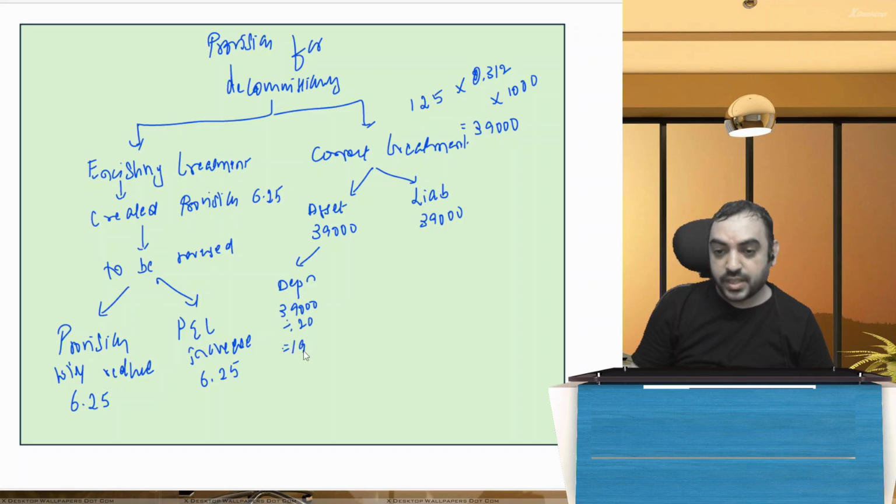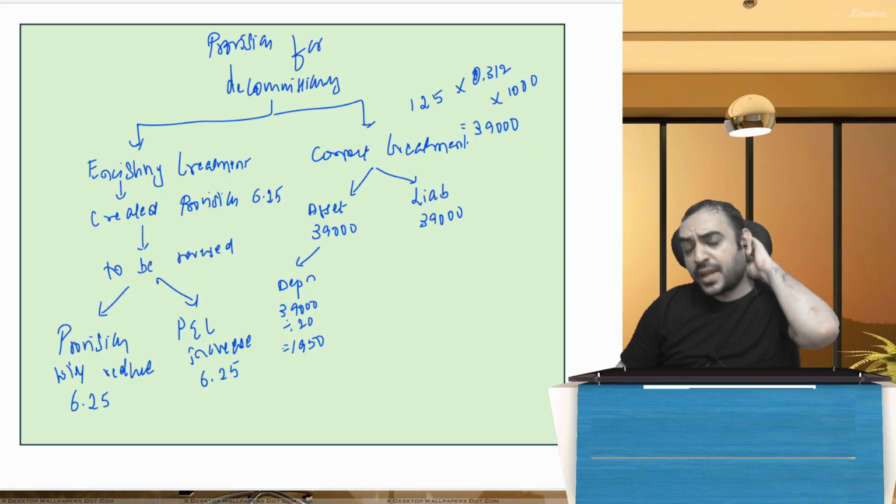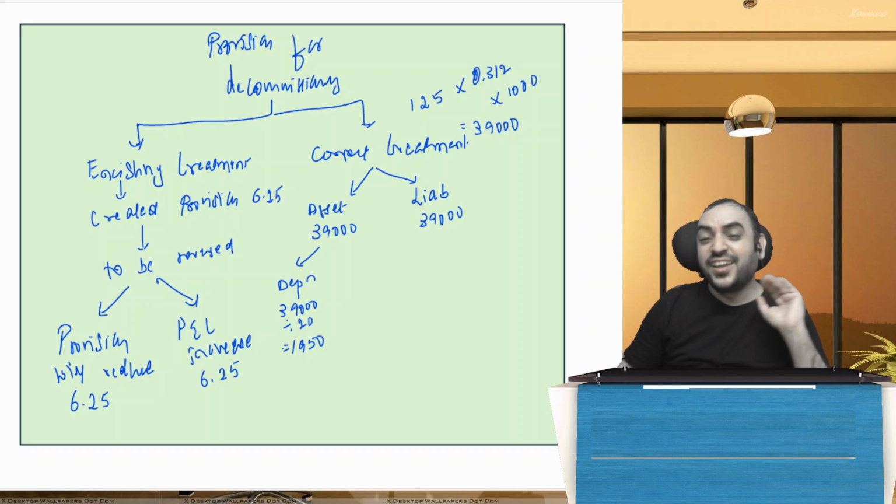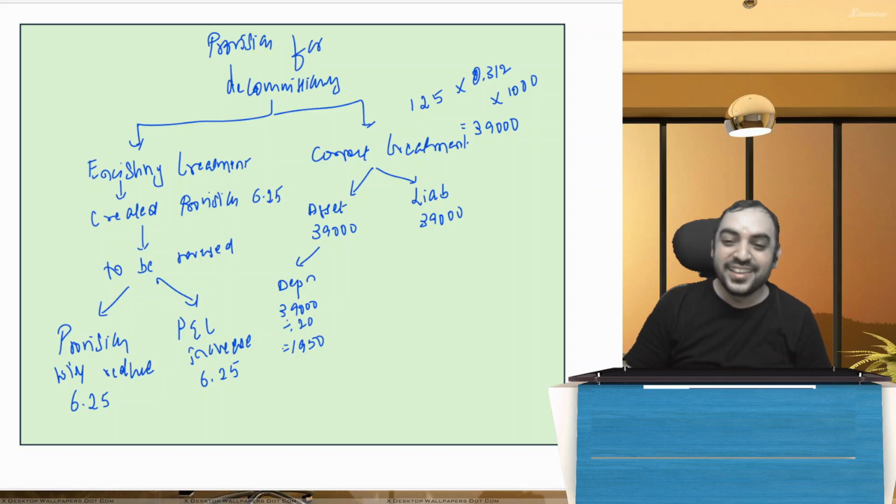1,950. I'm assuming this is allowed for income tax purposes. Otherwise, on this also you will have a deferred tax impact. Then net. This depreciation will go to the holding company P&L, and the holding company P&L means our con-PL column.